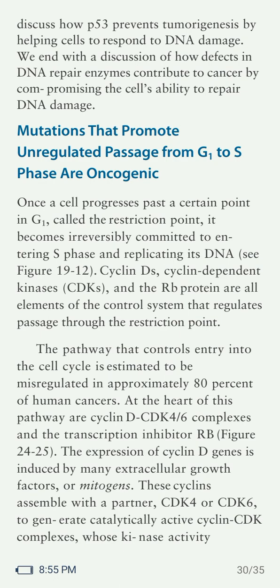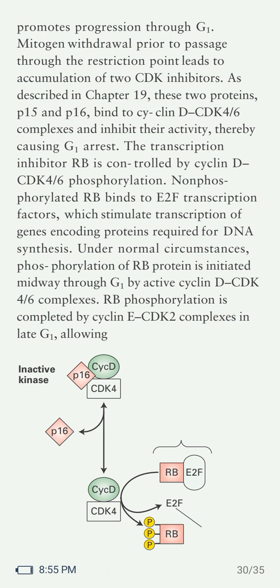The expression of cyclin D genes is induced by many extracellular growth factors or mitogens. These cyclins assemble with partner CDK4 and CDK6 to generate catalytically active cyclin-CDK complexes whose kinase activity promotes progression through G1. Mitogen withdrawal prior to passage through the restriction point leads to accumulation of two CDK inhibitors, p15 and p16. These two proteins bind to cyclin D-CDK4/6 complexes and inhibit their activity, thereby causing G1 arrest.